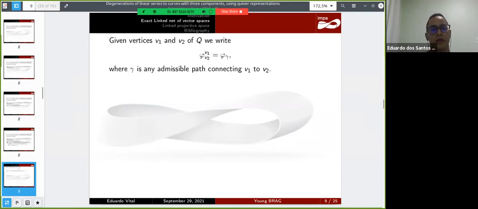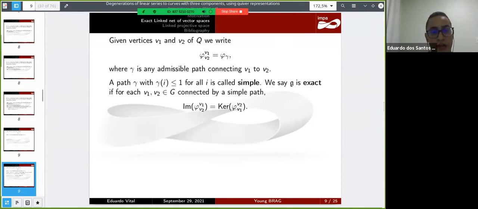All right. And thus, given vertex V1 and V2 of the quiver, we will write phi gamma equal to phi from V1 to V2, because since gamma is admissible, it depends only on the initial vertex of gamma and the terminal vertex of gamma. Thus this notation. And a path gamma with gamma i smaller or equal to 1 for each i is called simple.